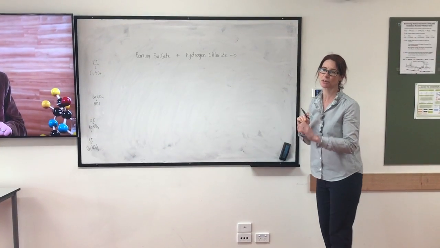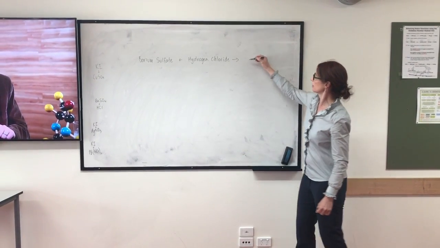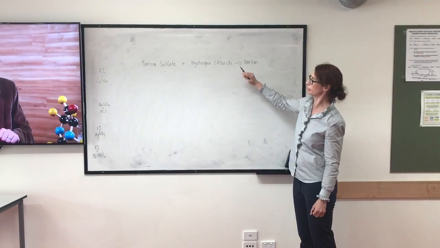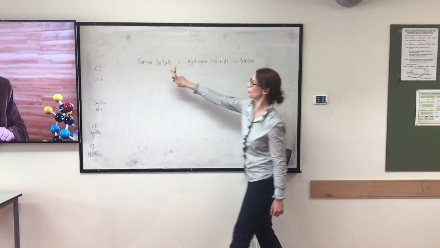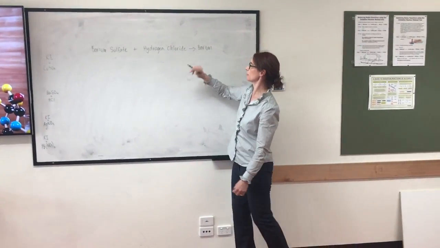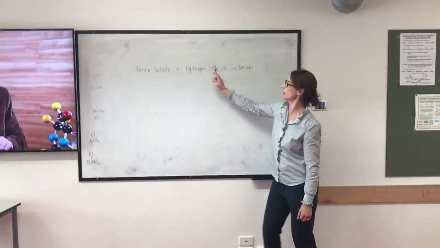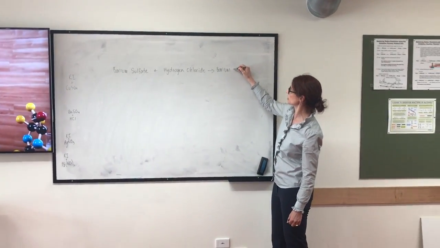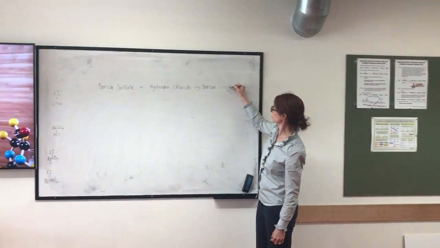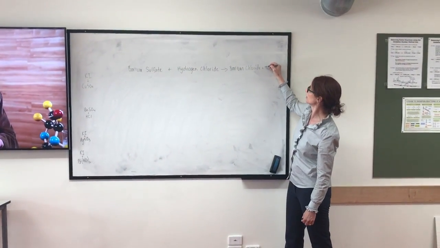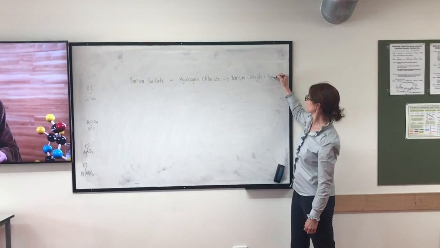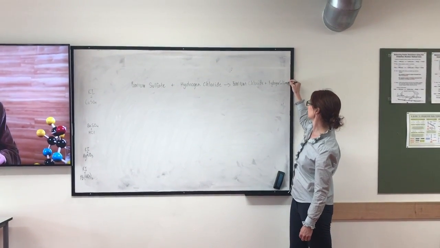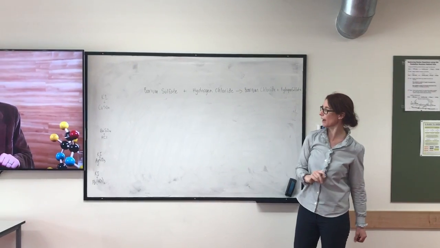Makes, what's the first compound that will make? Barium chloride. Take the front of it and the back of the other one. Remember that's positive, negative, negative. It can only combine with a positive and a negative. So barium chloride plus hydrogen sulphate. Good. So we've switched partners.